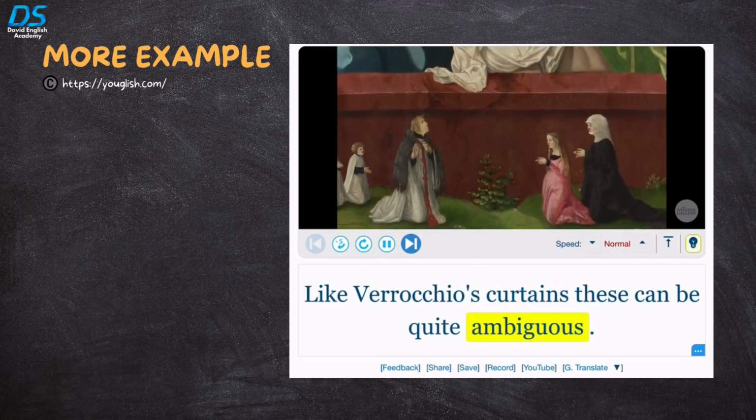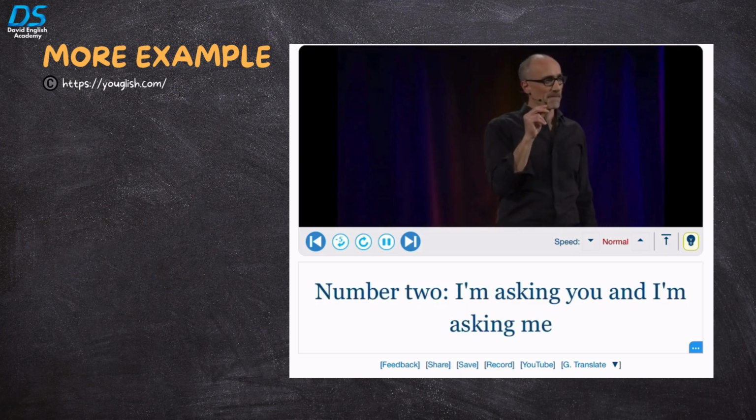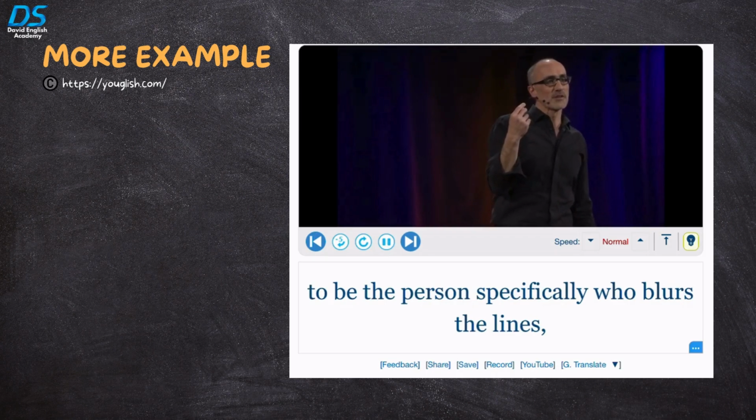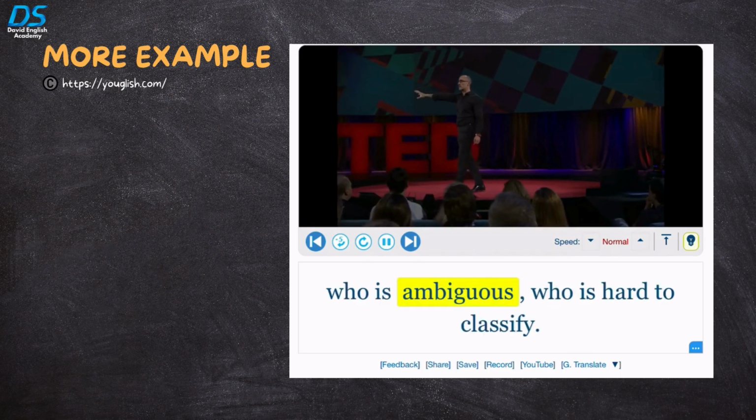Like Verrocchio's curtains, these can be quite ambiguous. Number 2, I'm asking you and I'm asking me to be the person specifically who blurs the lines, who's ambiguous, who's hard to classify.